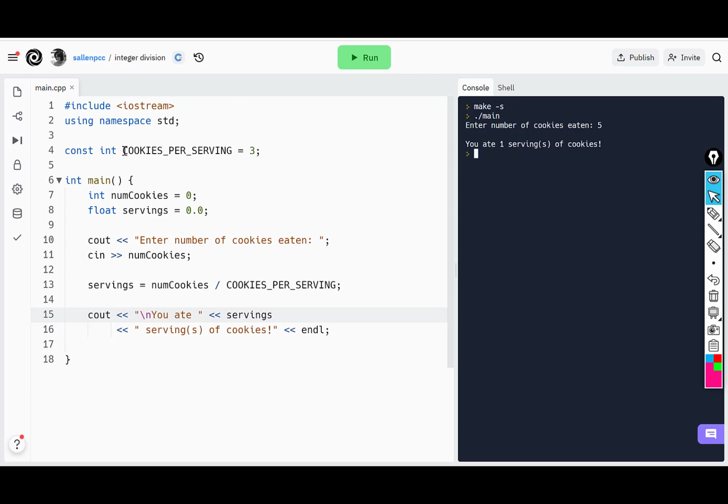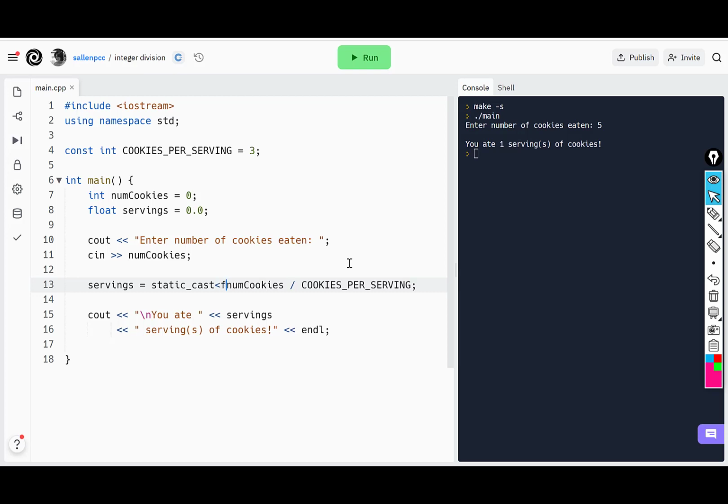And we wouldn't want to change this to be a float or the number of cookies to be a float because that would take up more memory. And those are really just integer values. They will always be integer values. So what we can do is we can change one of the operands to look like a double or a float for the calculation. And to do that, you'll use static cast brackets.